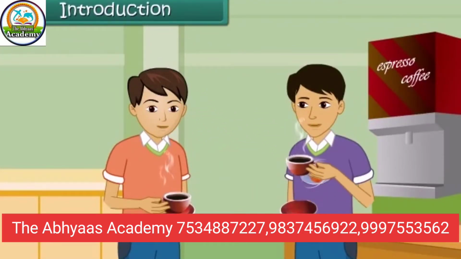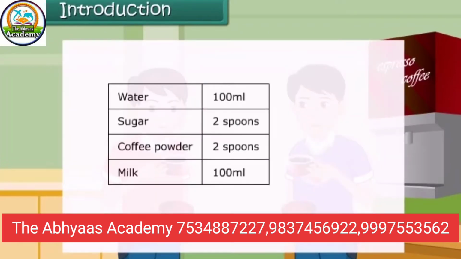Michael prepares coffee for himself and his friend. He uses 100 milliliters of water, 2 spoons of sugar, 2 spoons of coffee powder and 100 milliliters of milk. How much of each item will he need if he has to make coffee for 10 people? If each ingredient is multiplied by 5, then he can prepare coffee for 10 people.